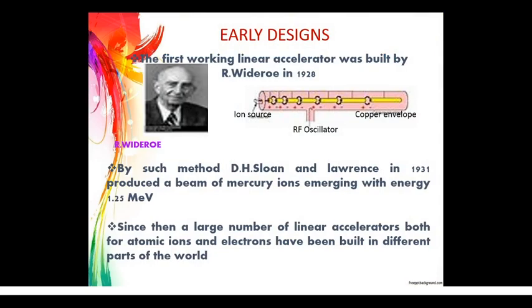The first working linear accelerator was built by R. Wideroe in 1928. In that structure, he used only 3 coaxial cylindrical electrodes, and he could accelerate K plus as well as Na plus ions.